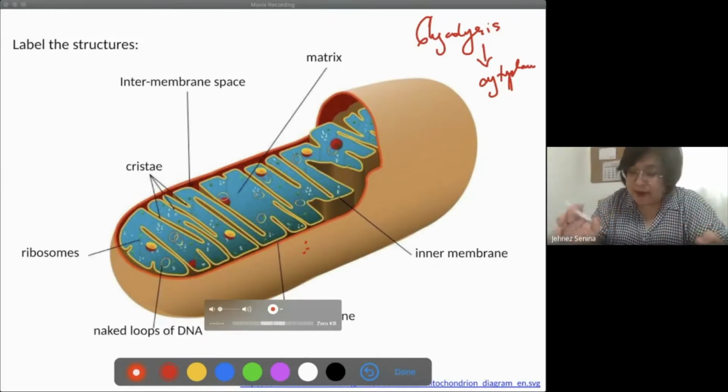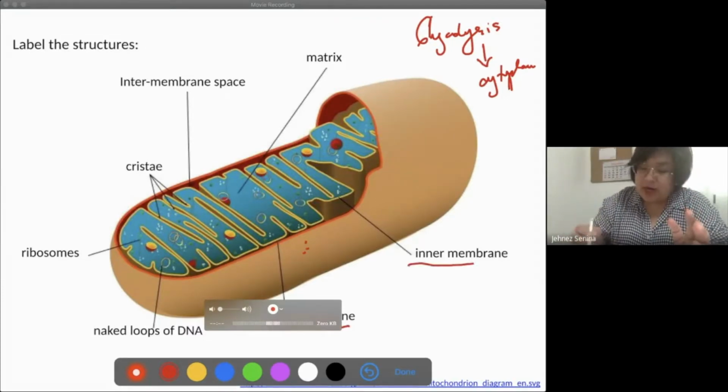Let's look at the membrane. There are two membranes, outer and inner. This is your outer membrane, there. And then your inner membrane is kind of unique. It's seen as folded.